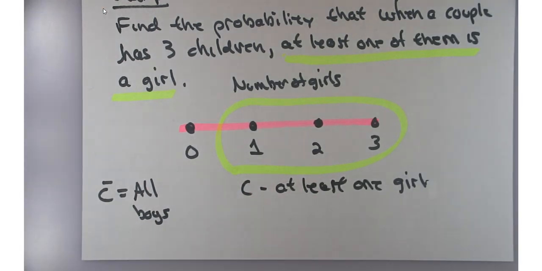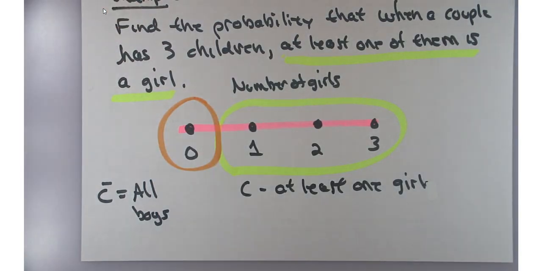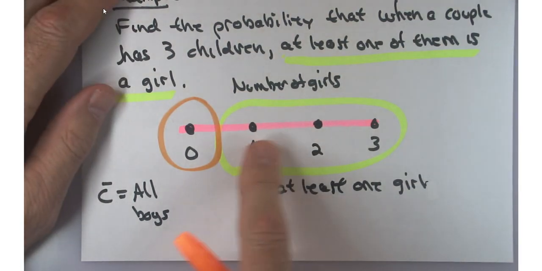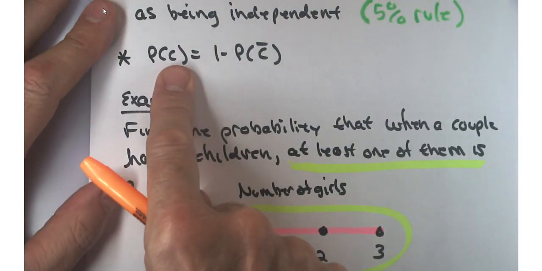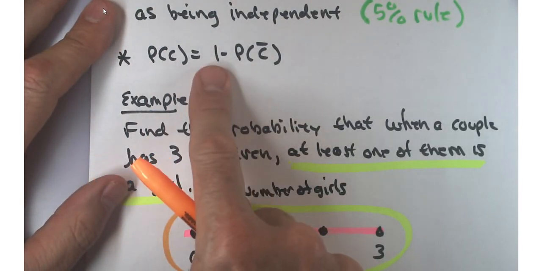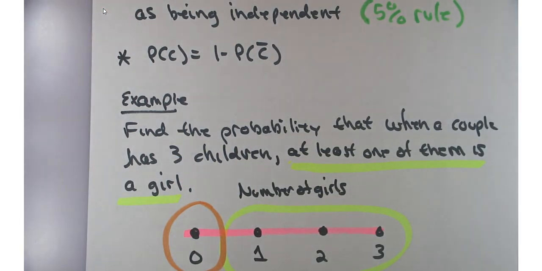And that event looks a little bit simpler to deal with, right? I mean, there's just only one thing going on here. They're all boys. So our strategy in calculating this probability is, instead of doing this, let's use the complementation rule. Let's do probability of at least one girl is 1 minus the probability of all boys. So that's our goal moving forward. Let's write that out.